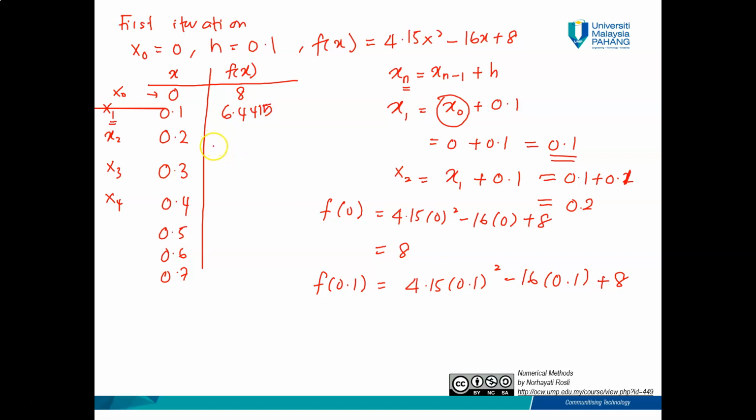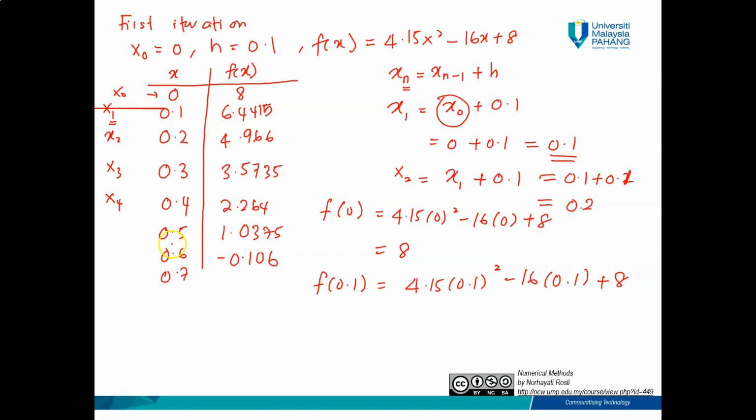You will get the answer 6.4415. And then class, you can do the same for the rest. When x equals 0.2, we have 4.966. For 0.3, we have 3.5735. For 0.4, we have 2.264, and then 1.0375. And next, for 0.6, it is negative 0.106. And class, remember the concept of the incremental search: the function f(x) will change its sign.